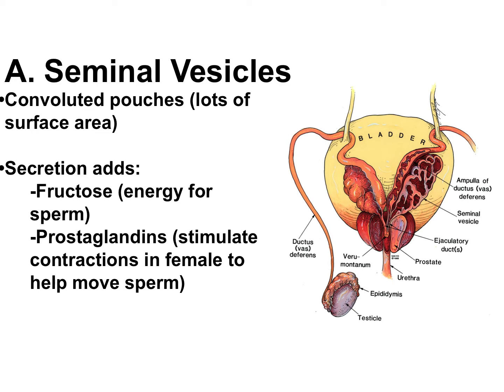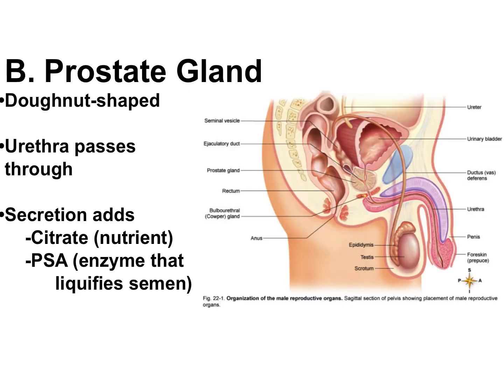Now, prostaglandins are signaling molecules. What's interesting about prostaglandins is once they get into the female reproductive tract, the prostaglandins can cause muscular contractions to help move that semen and the sperm cells deeper into the female reproductive tract to increase the chance for a pregnancy. Moving along from the seminal vesicles is the prostate gland right here. The prostate gland is kind of donut shaped, and that's because, like a donut, there's a hole in the middle, and that hole in the middle is caused by the urethra passing through the prostate.